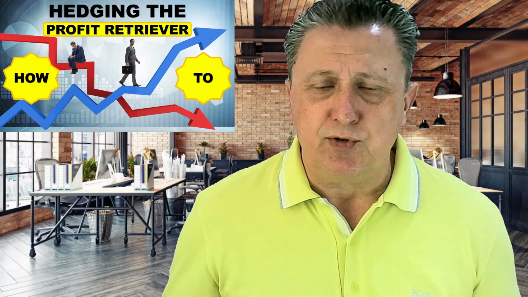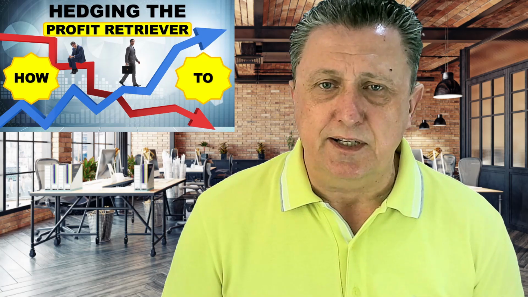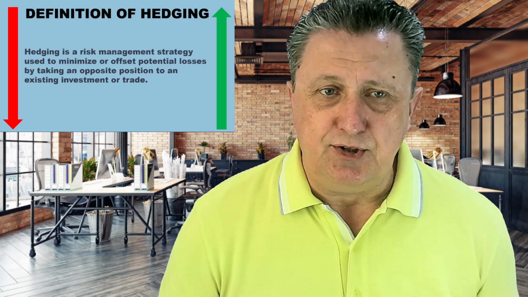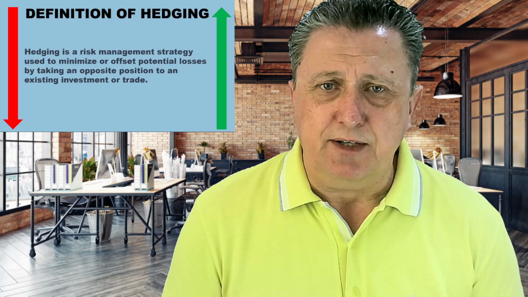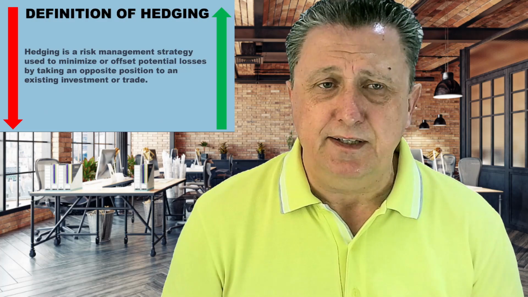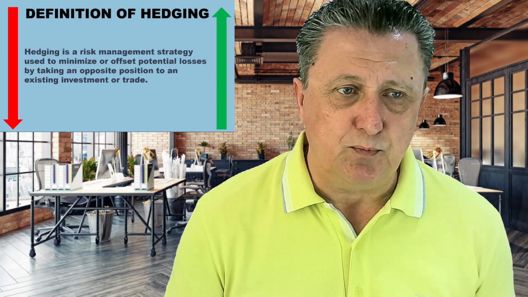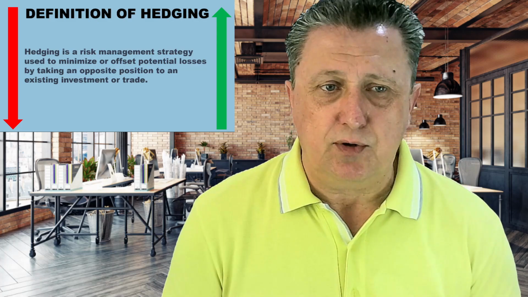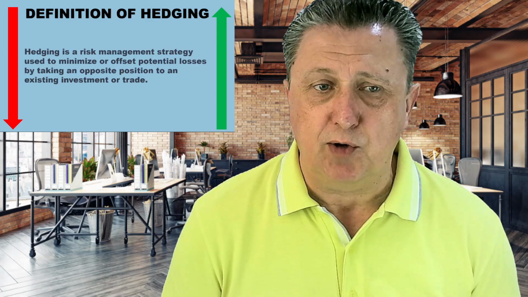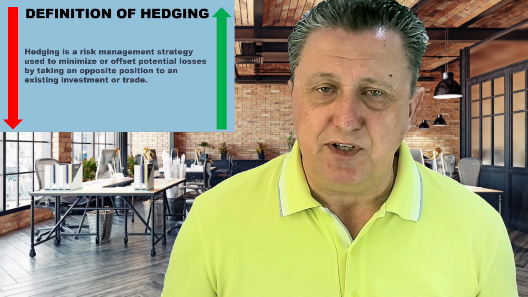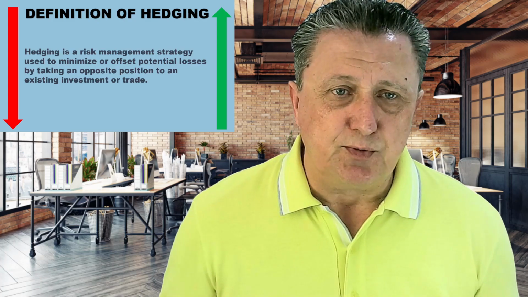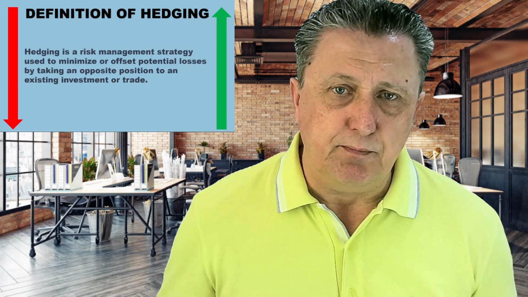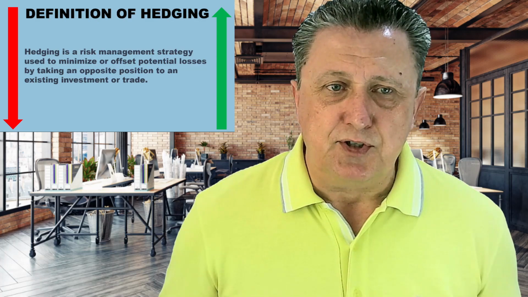And in the beginning also, we're going to have a closer look at exactly what hedging is, and what the definition of hedging is. Basically, we asked ChatGPT if it could define hedging, and it came up with this: hedging is a risk management strategy used to minimize or offset potential losses by taking an opposite position to an existing investment or trade. So that sounds pretty simple. So you have one going in one direction and the other one in the other direction. But obviously trading is not that simple.